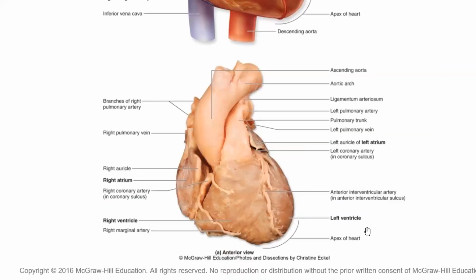So in the real heart, you can see the auricles. This is the right auricle. This is the left auricle. And you can see the pulmonary trunk and aorta. The first part of aorta is ascending aorta, and then you have aortic arch. And I told you that from the aortic arch, we have three branches: brachiocephalic, left common carotid, and left subclavian artery. This is the anterior view.